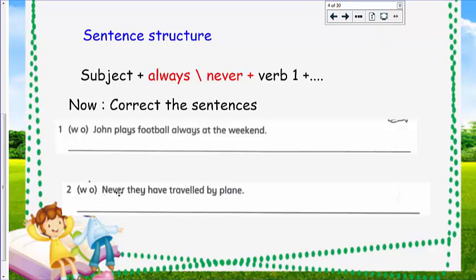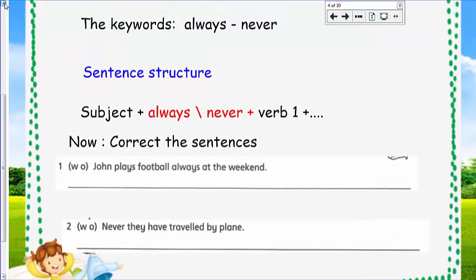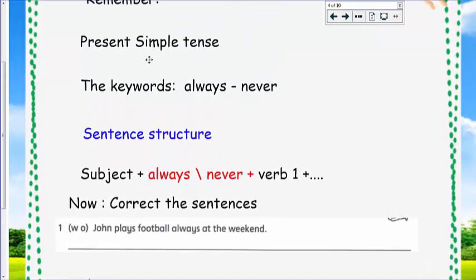The second one, we have never. Never they have traveled by plane. They never have traveled by plane. Now we can say they have never traveled by plane. Here you can use never between have and the verb 3. This is the first 2 sentences. Let's move on to talk about the third one.